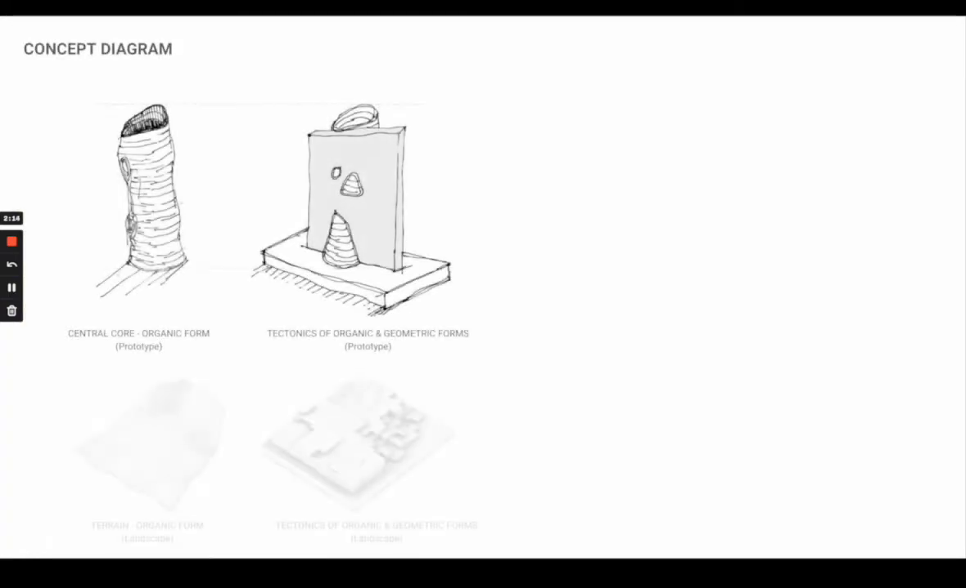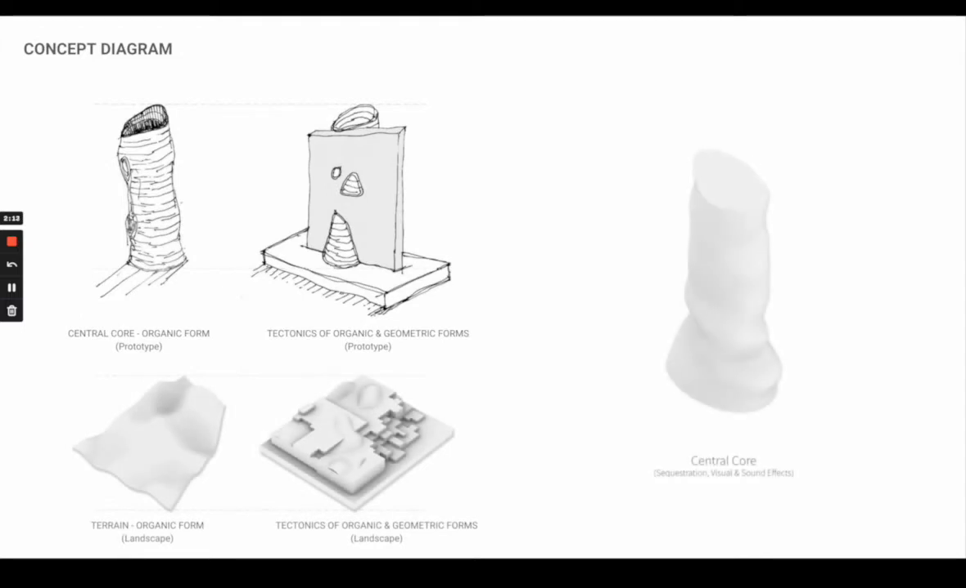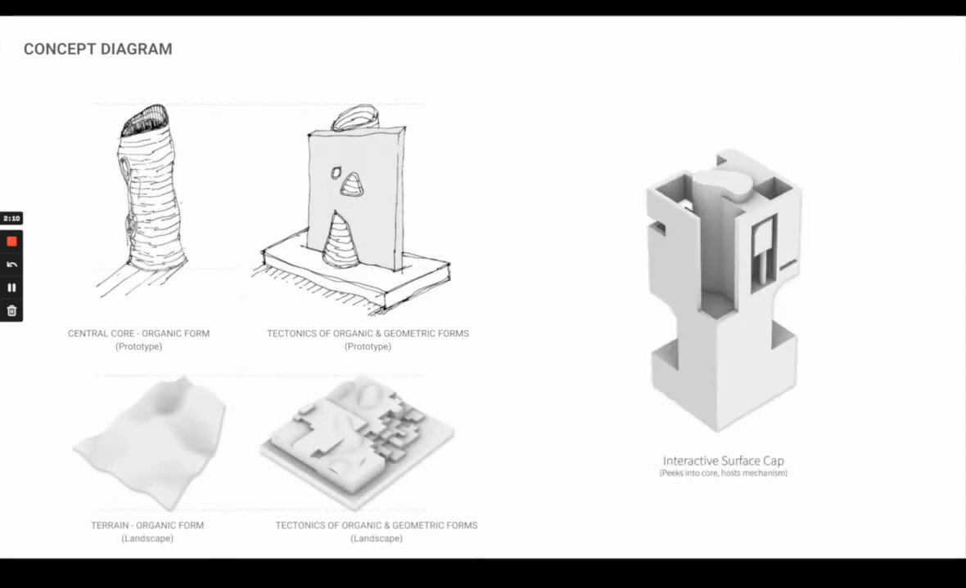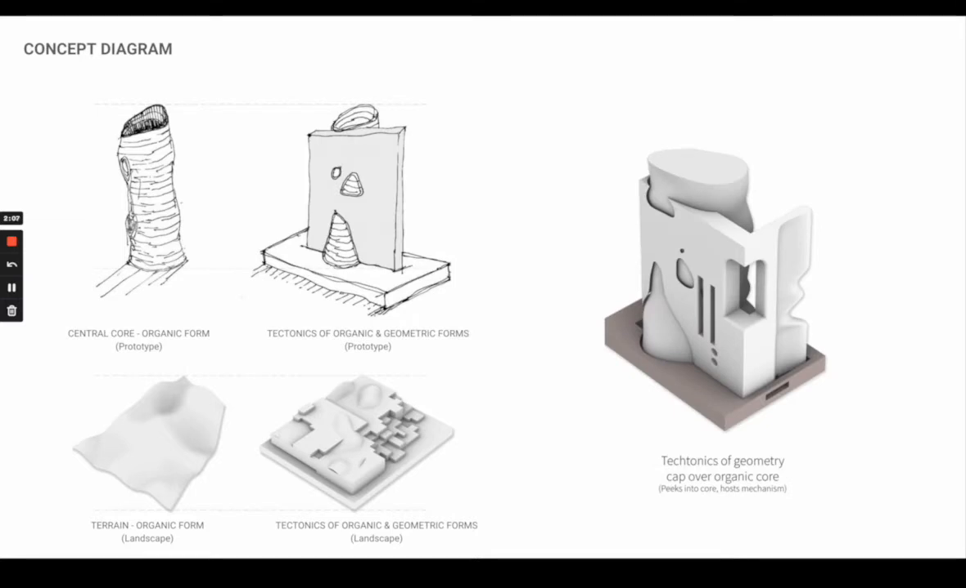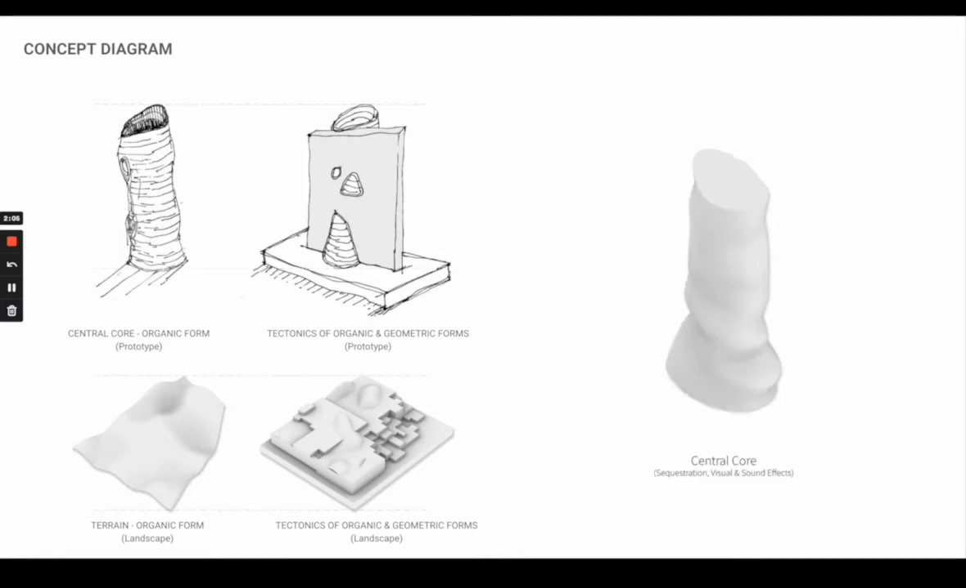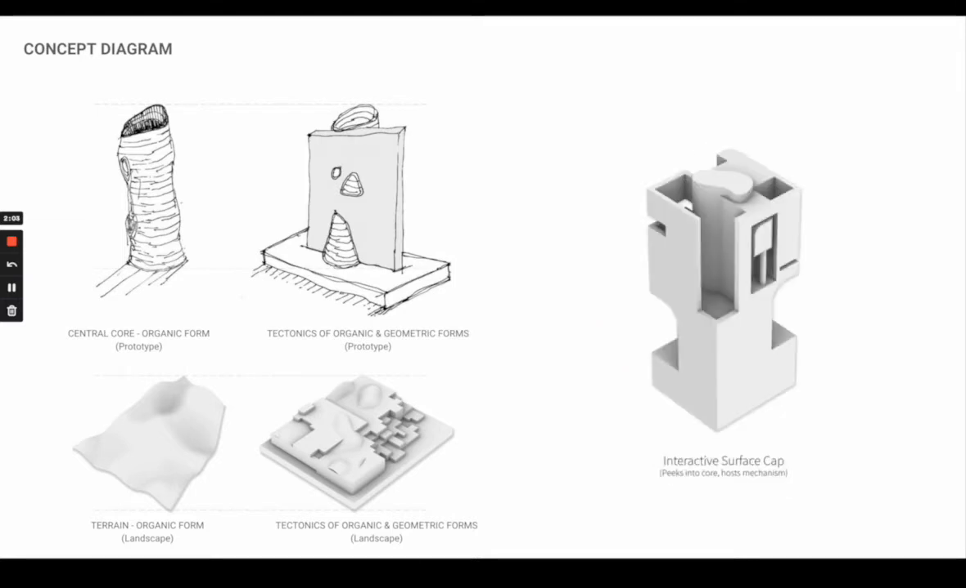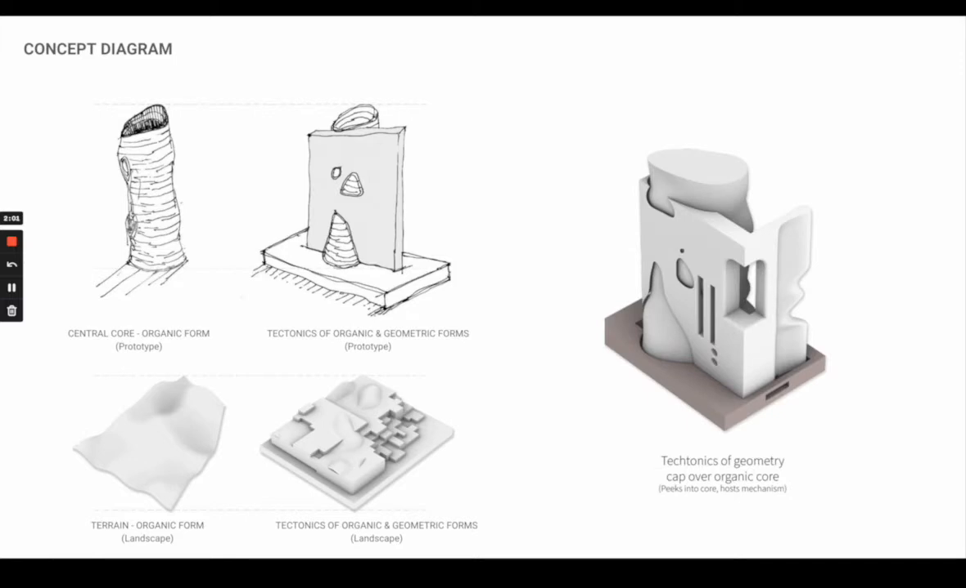The concept revolves around proposing a central core that would flow through spaces and have an interactive cap around it for human engagement. The tectonics of the junction between organic and geometric forms became the driving force of both the architectural level and the prototype level proposal.